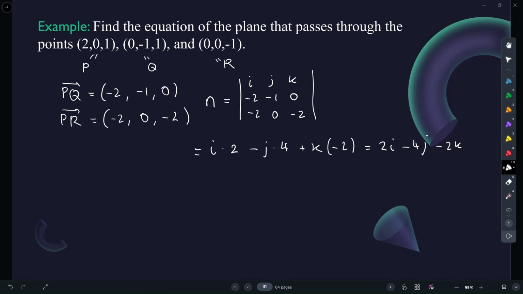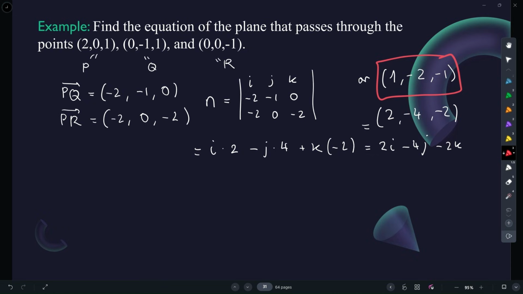which is a normal vector. This is the vector 2, minus 4, minus 2. I only need a normal vector, so any multiple of this works, and since these are all multiples of 2, I can divide by 2 and scale it to get this vector. So this is going to be my normal vector that I'm going to use for the plane. I could have used the other one, but that's just a multiple of this one, and it's easier to use 1, minus 2, minus 1. So that's the one I'm going to use.